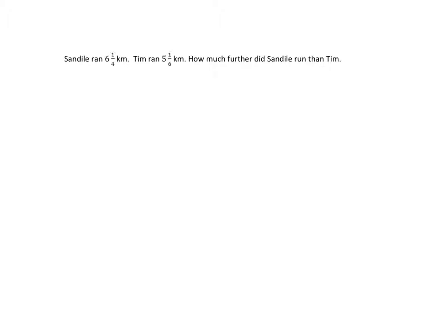Now, when we have a word problem, the very first thing we need to do is make sure we really understand what the story is about. So, picture. Sandile takes a run. He runs a certain distance, 6.25 kilometers. Tim also runs, but he only runs 5.16 kilometers. And what we're wanting to know is how much further did Sandile go than Tim? So if we draw that as a picture, we'll get the following.